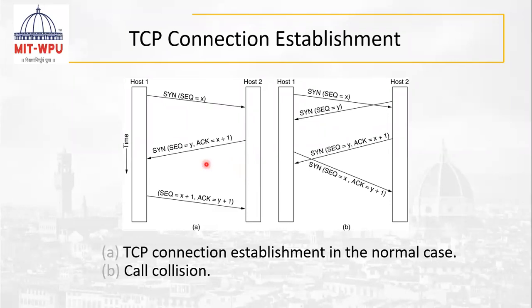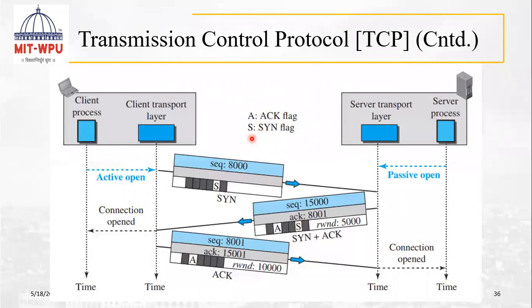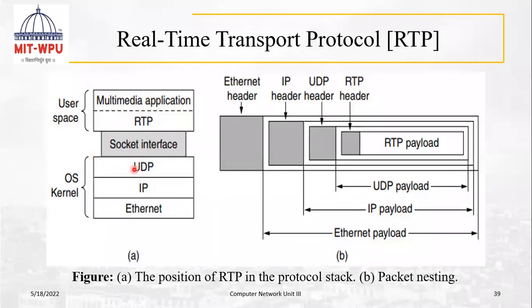Whereas UDP doesn't go for any request or any acknowledgement. UDP immediately sends the data to the receiver. Now it's the receiver's job to receive the data and do whatever he wants to do. So that's why UDP is faster than TCP, and that's why if you want to use RTP, Real-time Transport Protocol, you have to use it with UDP itself. Then you have Internet Protocol, Ethernet Protocol, and so on.